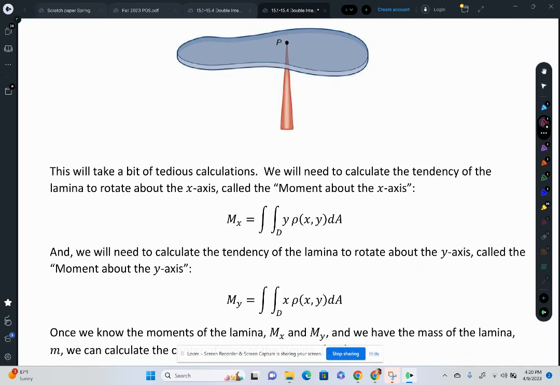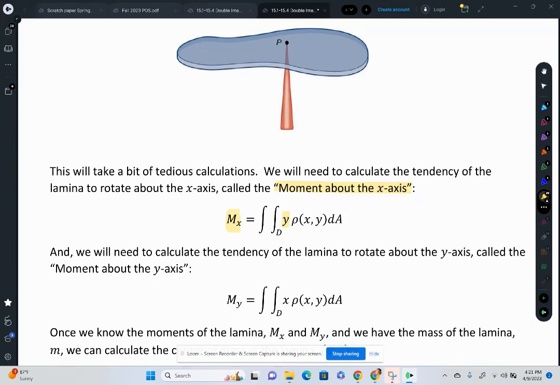So first we have to calculate the tendency of the lamina to rotate about the x-axis. So like, you know, wobbling sort of thing. And so that's the moment about the x-axis, and we call that m sub x. Notice that this looks very similar to the mass integral. The only difference is that we do y times the density. So the moment about the x-axis is y times the density, and then we integrate over the shape of the lamina still.